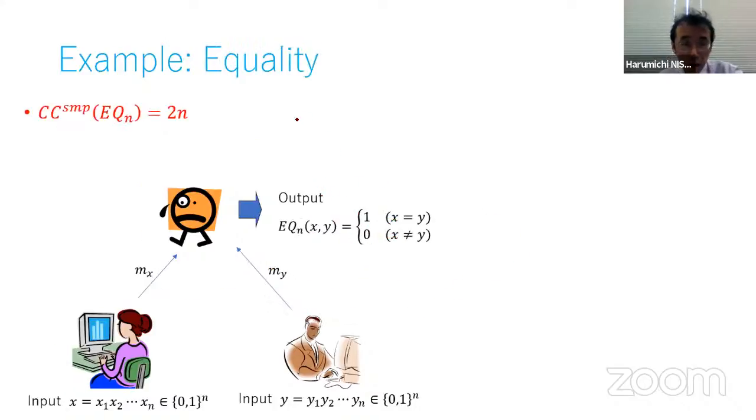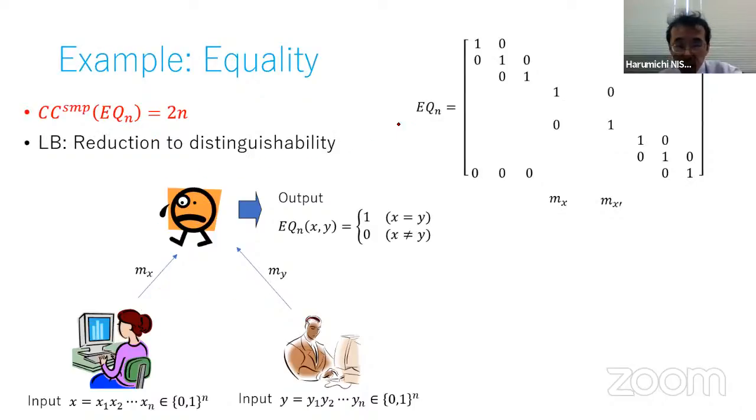On the other hand, another very simple function, equality, is a very famous function in communication complexity. The definition is simple: whether two n-bit strings are equal or not. Unfortunately, this has large communication complexity, 2n. Of course, x and y are just sent, then the referee can check whether x equals y. So the upper bound is very trivial. This is the trivial protocol. But the lower bound is also 2n.